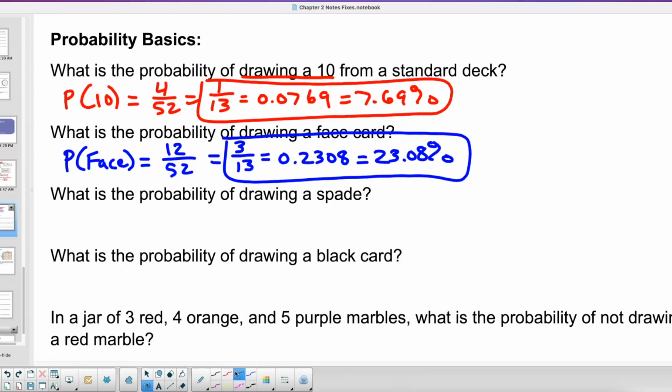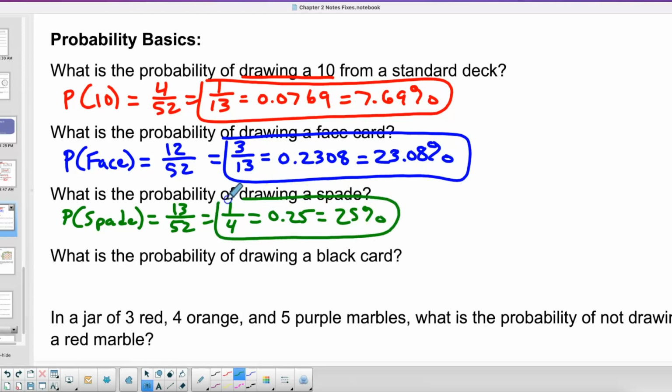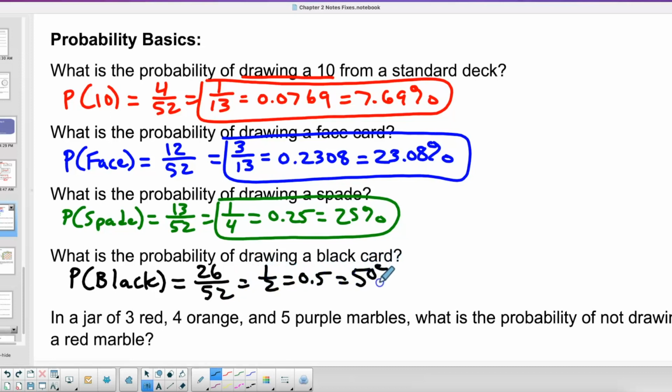What is the probability of drawing a spade? Well, a spade is a suit. There are 13 spades in the deck out of 52, so there's a 1 in 4 chance of this happening, which is 0.25, which is 25%. And the probability of drawing a black card, that's half the deck. Half the cards are red, half the cards are black, so there's a 26 out of 52 chance, which is 1 over 2, which is 0.5, which is 50%. There's a 50-50 shot of drawing black or red.